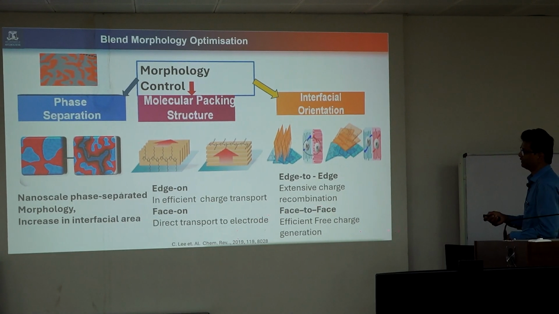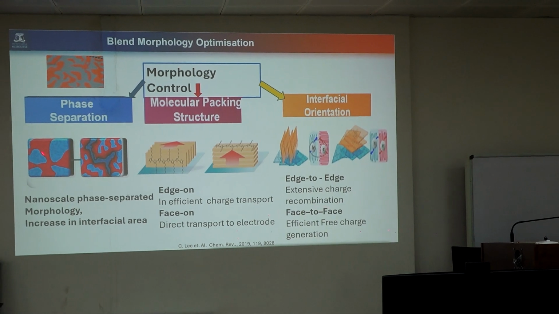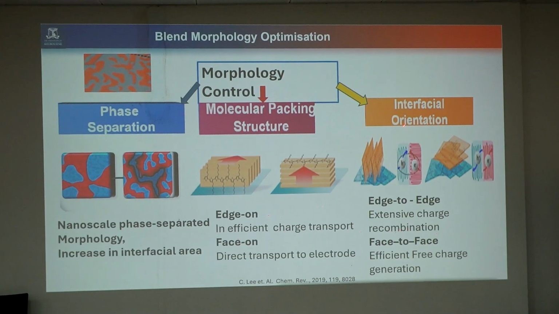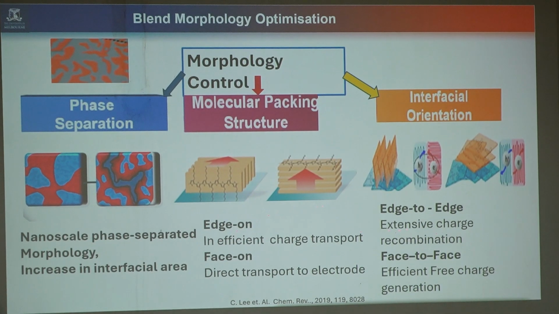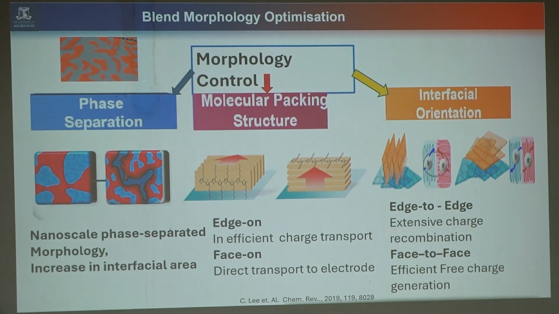Okay, so now what are the changes you can expect in the film? One is the phase separation. Second is molecular packing and interfacial orientation. Interfacial orientation means that both the donor and acceptor are there, and how both interfaces are oriented also varies.